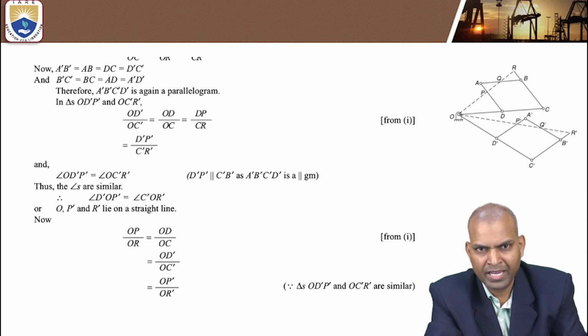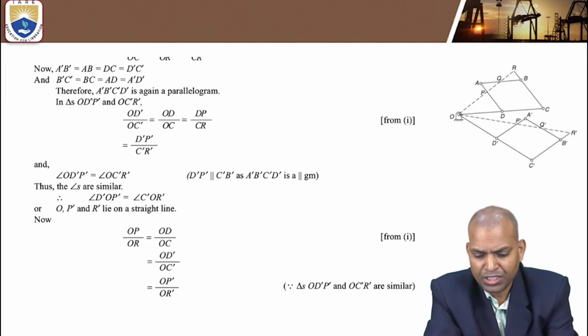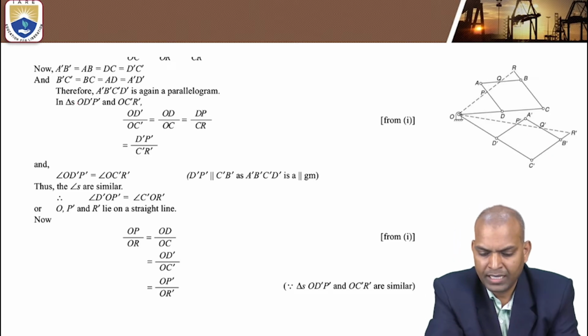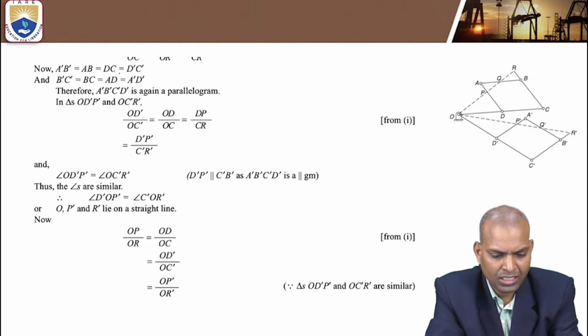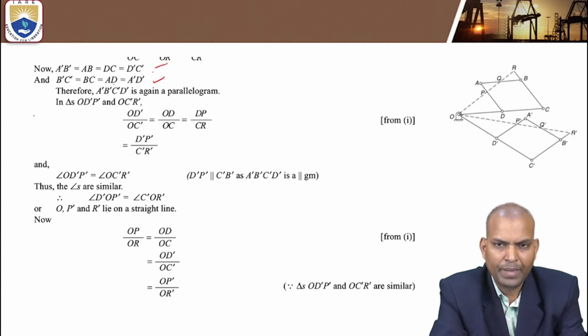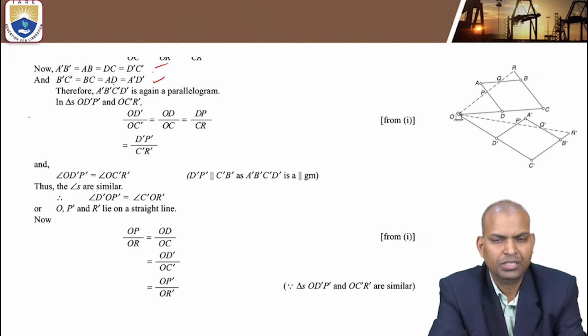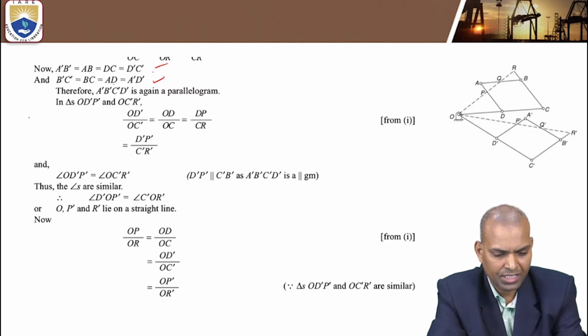Make it so that the length of the links remains constant. That is why, even though it goes to a new position, A dash B dash equals AB, and DC equals D dash C dash. Similarly, B dash C dash equals BC, which equals AD, equals A dash D dash. Now, by parallelogram, for the second position, A dash B dash C dash D dash is again a parallelogram.